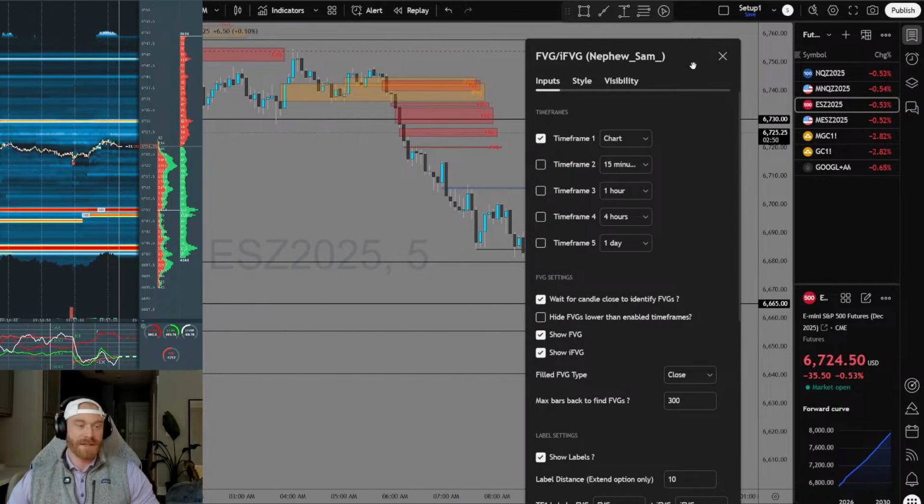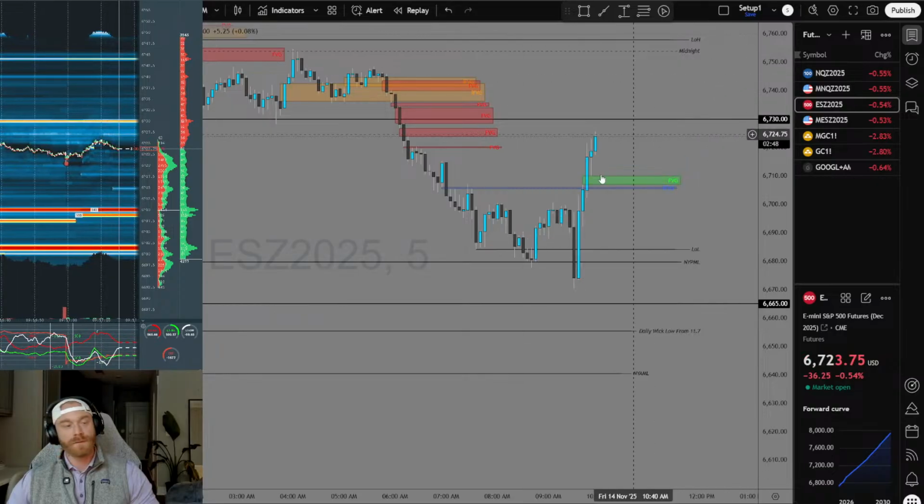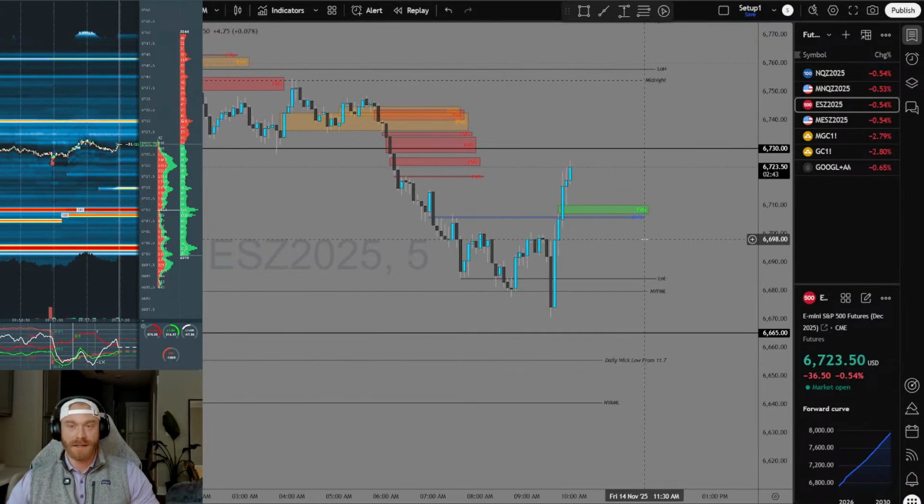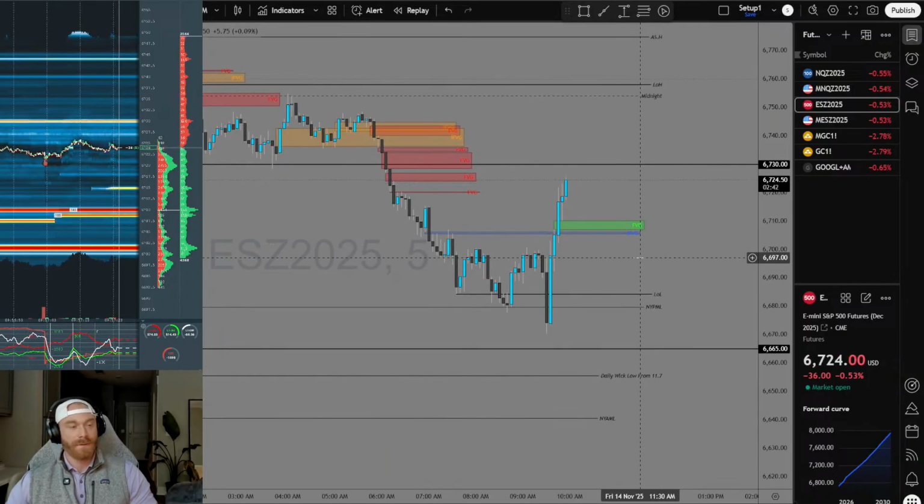That's the fair value gap indicator. All 50Ks. All my Apex accounts are 50Ks. My Take Profit Trader accounts are 100K.